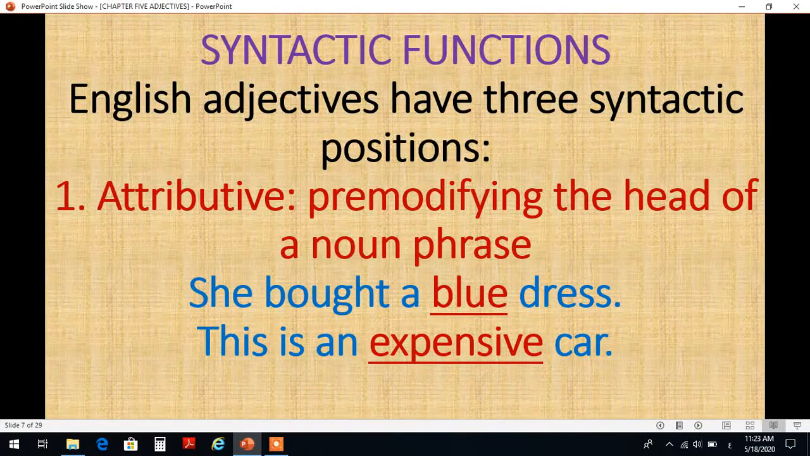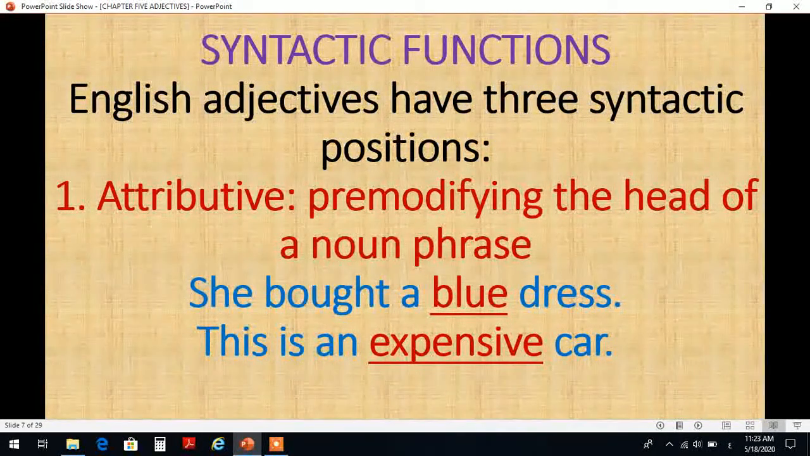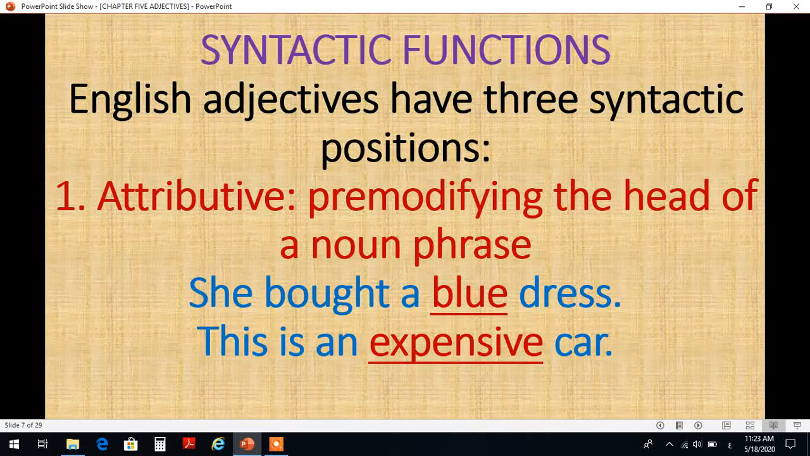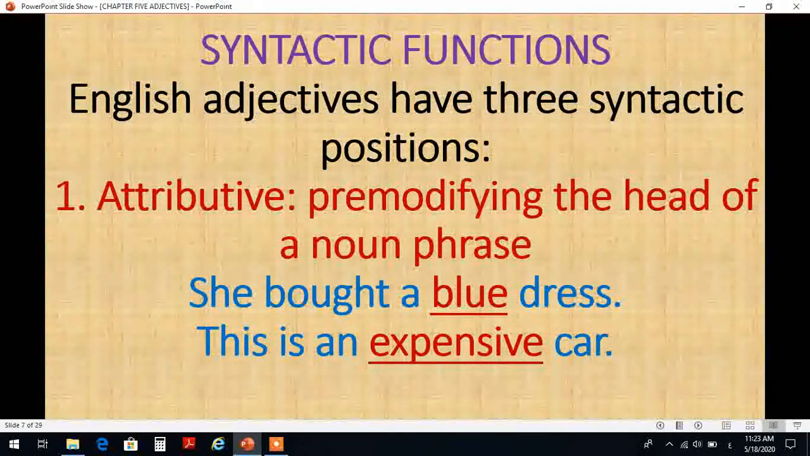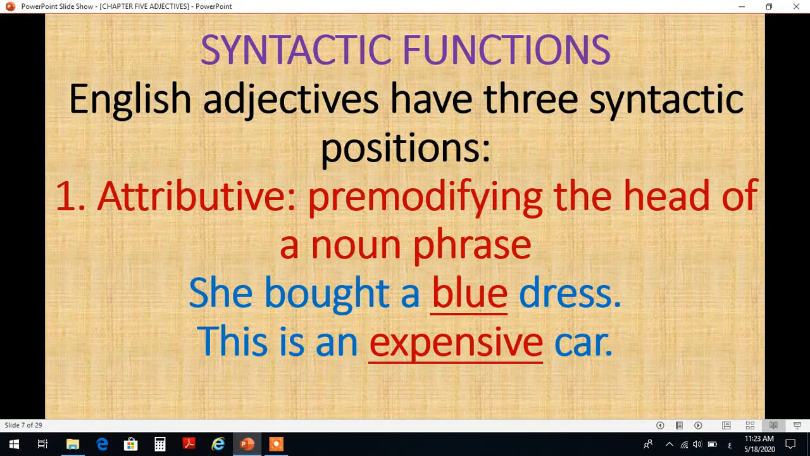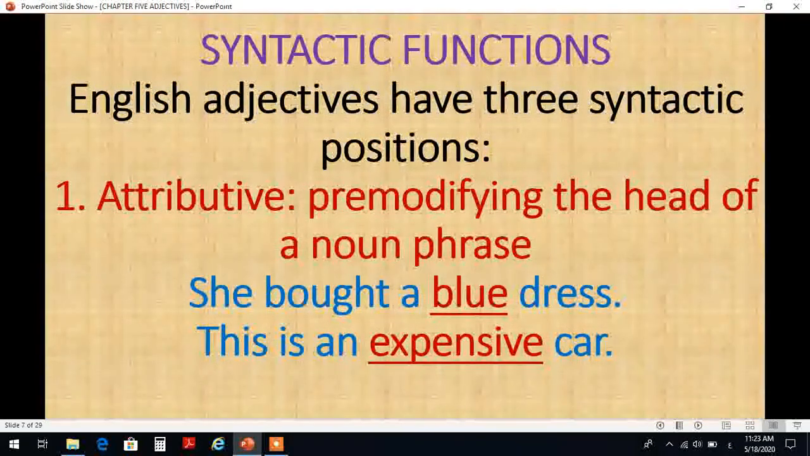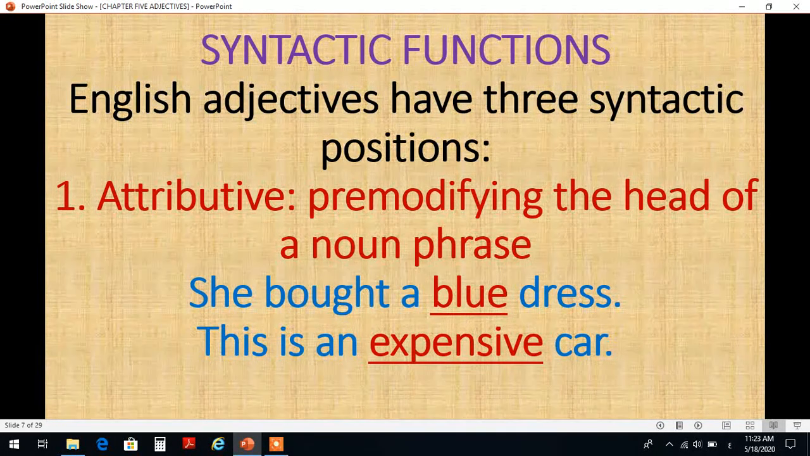Syntactic functions. وما هي الوظائف النحوية التي تمتاز بها الصفات في اللغة الإنجليزية؟ English adjectives have three syntactic positions. الصفات في اللغة الإنجليزية ممكن أن تحتل ثلاث مواقع نحوية. الموقع الأول, which is called attributive, premodifying the head of a noun phrase. في هذه الحالة تصف اسما يأتي بعدها، وهذه هي الحالة الشائعة في اللغة الإنجليزية.